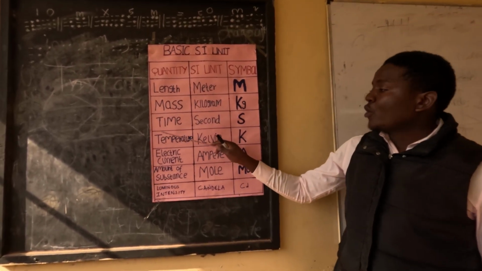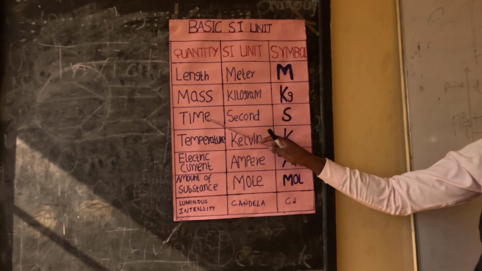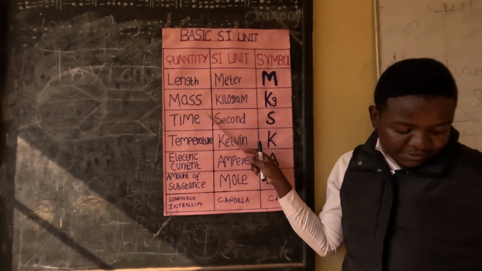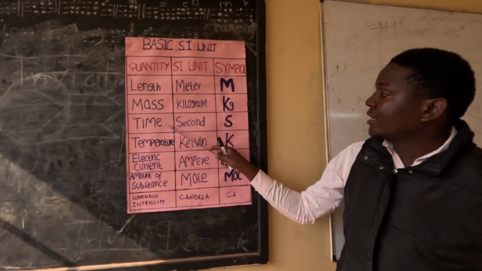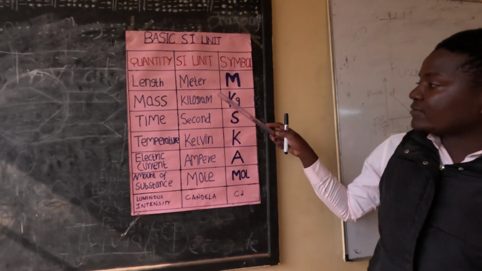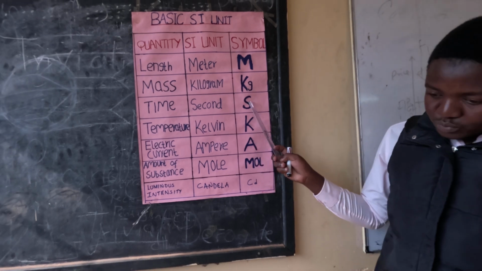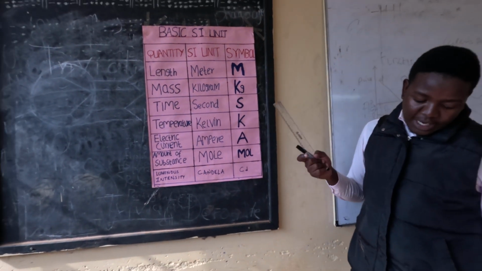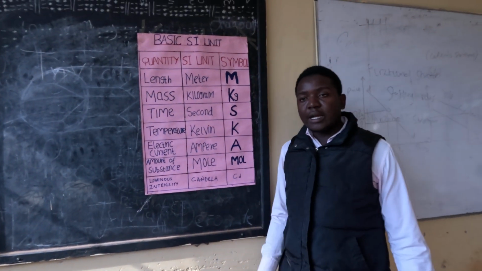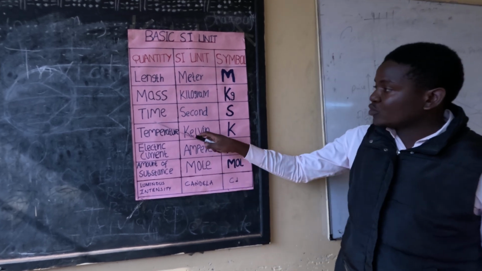Then number 3, we have time. Time is the duration of an event, and the SI unit of time is second. The symbol is s. For example, timing how long it takes to run a race.